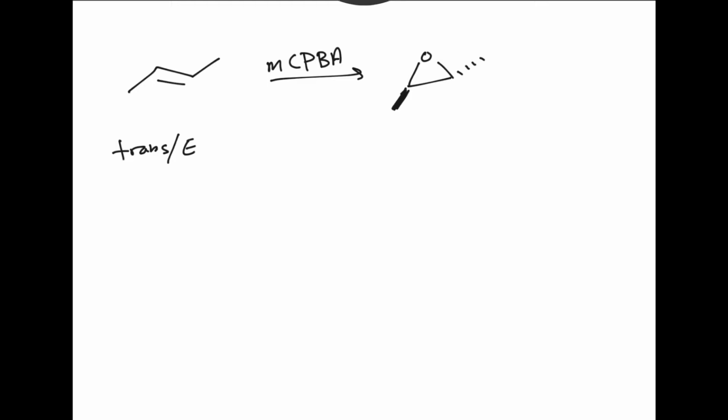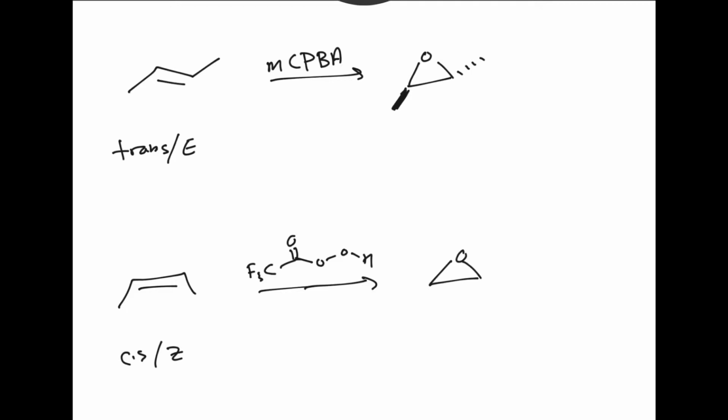If you have a cis or Z double bond, and let's say we use the trifluoroperacetic acid, same thing: I'm going to end up with my epoxide, and the two groups that were on the same side on my double bond end up on the same side on my epoxide.